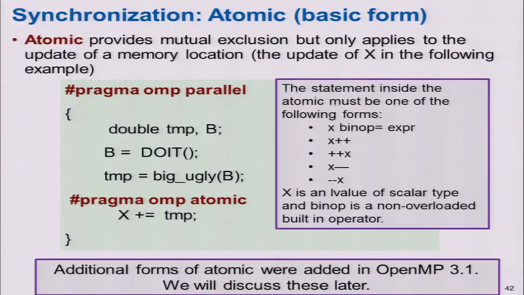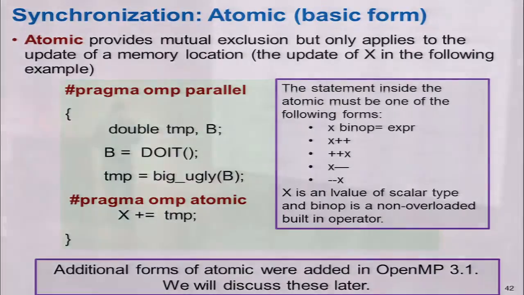Pragma OMP atomic, and it basically says, use the hardware support for doing a real efficient mutual exclusion update to a single address. So in this case, I do my big, ugly computation into a private variable called temp, and then I'm going to use the atomic to just protect the update of that shared variable x. And it's going to call a hardware instruction to do that very, very efficiently.